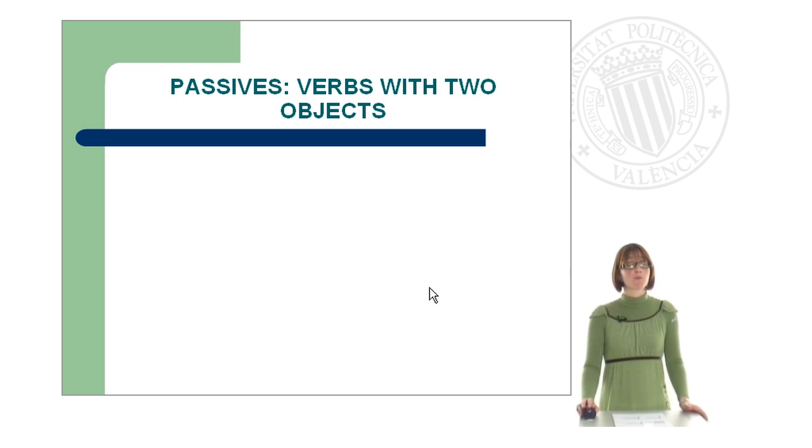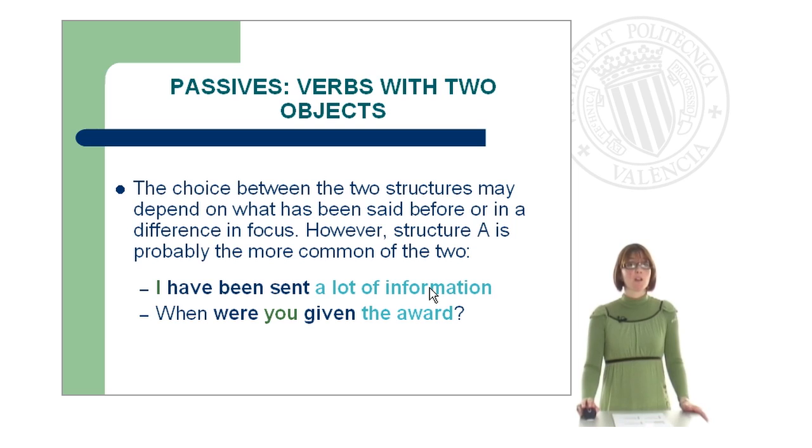So, which one do we normally use? Well, the choice between the two structures may depend on what has been said before or on a difference in focus. However, in English, structure A is probably the more common of the two. More additional examples are the following. I have been sent a lot of information. It is more natural to use this structure than to use the one with the direct object becoming the subject of the passive voice. A lot of information has been sent to me.